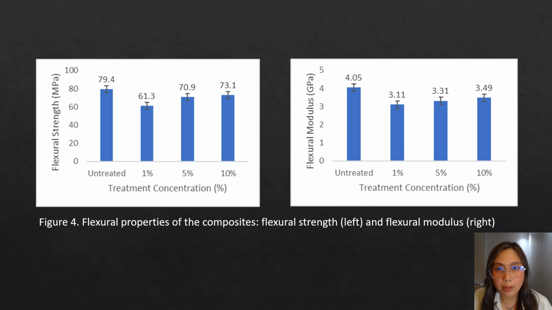For the treated fibers, 1% has the lowest result, which is 61.3 megapascals in flexural strength and 3.11 gigapascals in flexural modulus. The best result among the treated fibers is 10%, which is 73.1 megapascals in flexural strength and 3.49 gigapascals in flexural modulus.